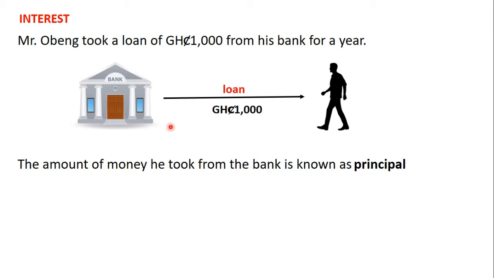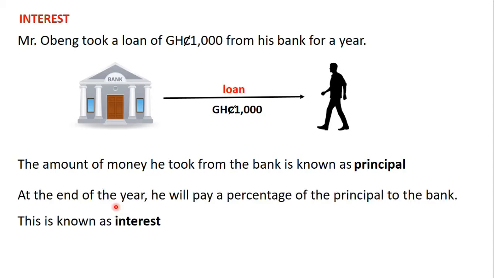Because the bank has given their money out to Mr. Obeng for a year, at the end of the year, he will pay a percentage of the loan that he took as interest. So at the end of the year, he will pay a percentage of his principal to the bank, and this is known as interest. We already know that the rate of interest is given in terms of a percentage. So let's say that this bank charges a rate of 9% per annum. What this means is that at the end of the year, Mr. Obeng will pay 9% of 1,000 Ghana cedis as interest on the loan that he took from the bank.